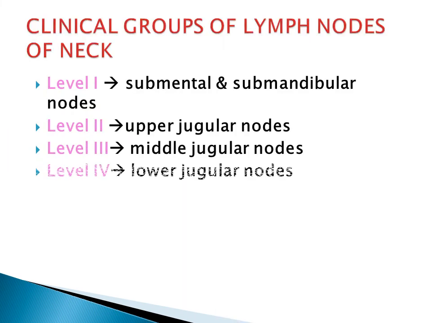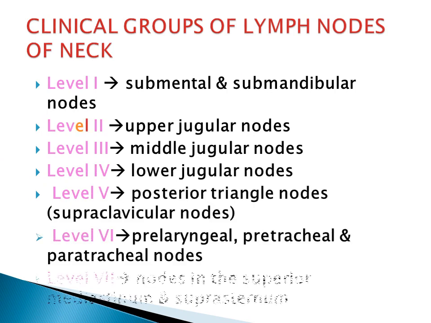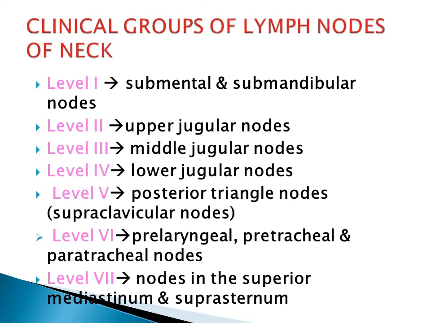This is the clinical classification of lymph nodes depending upon the various levels. You have level 1 to level 7. Now what is the purpose of this classification? The surgeons who are operating on cancer of head and neck regions should be aware of the lymph nodes which are involved in a particular cancer.